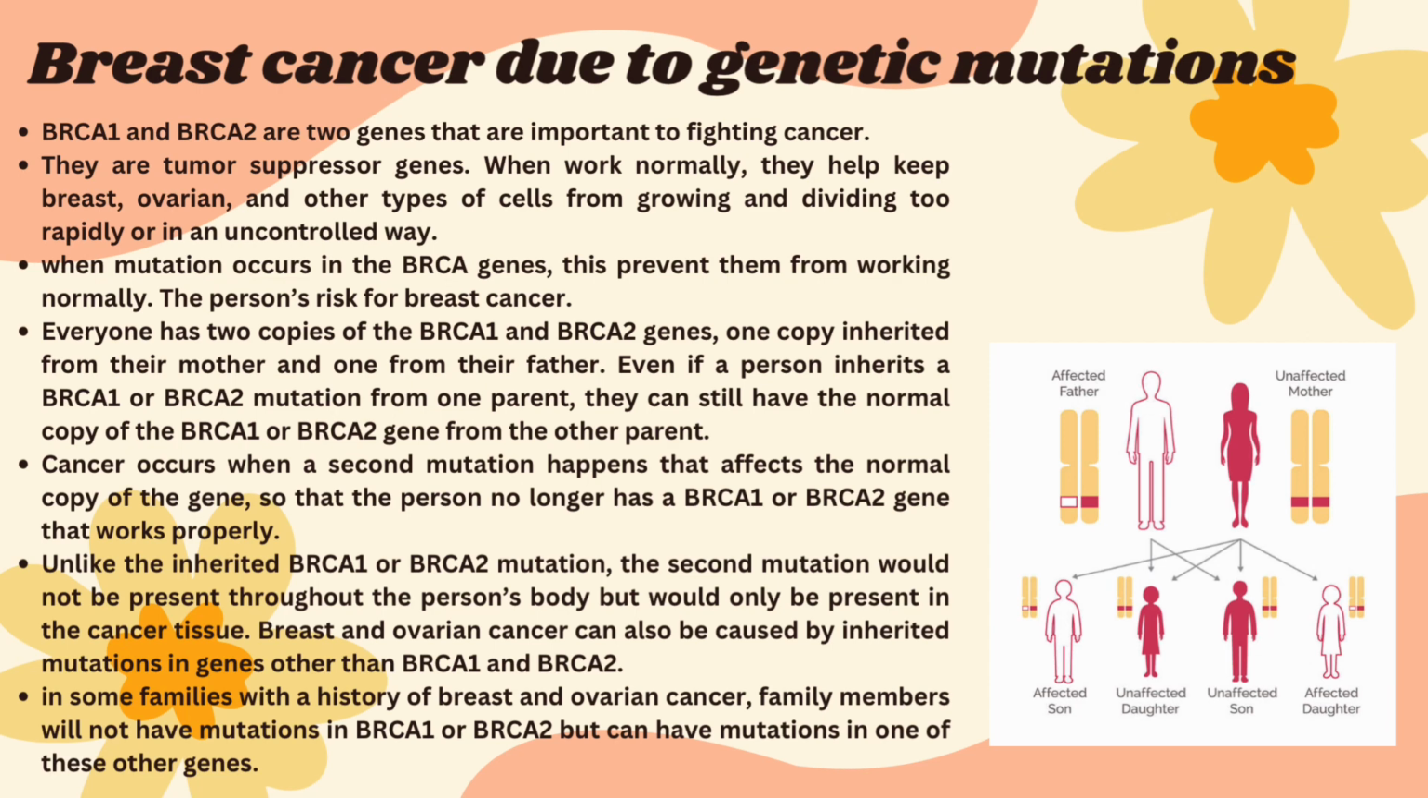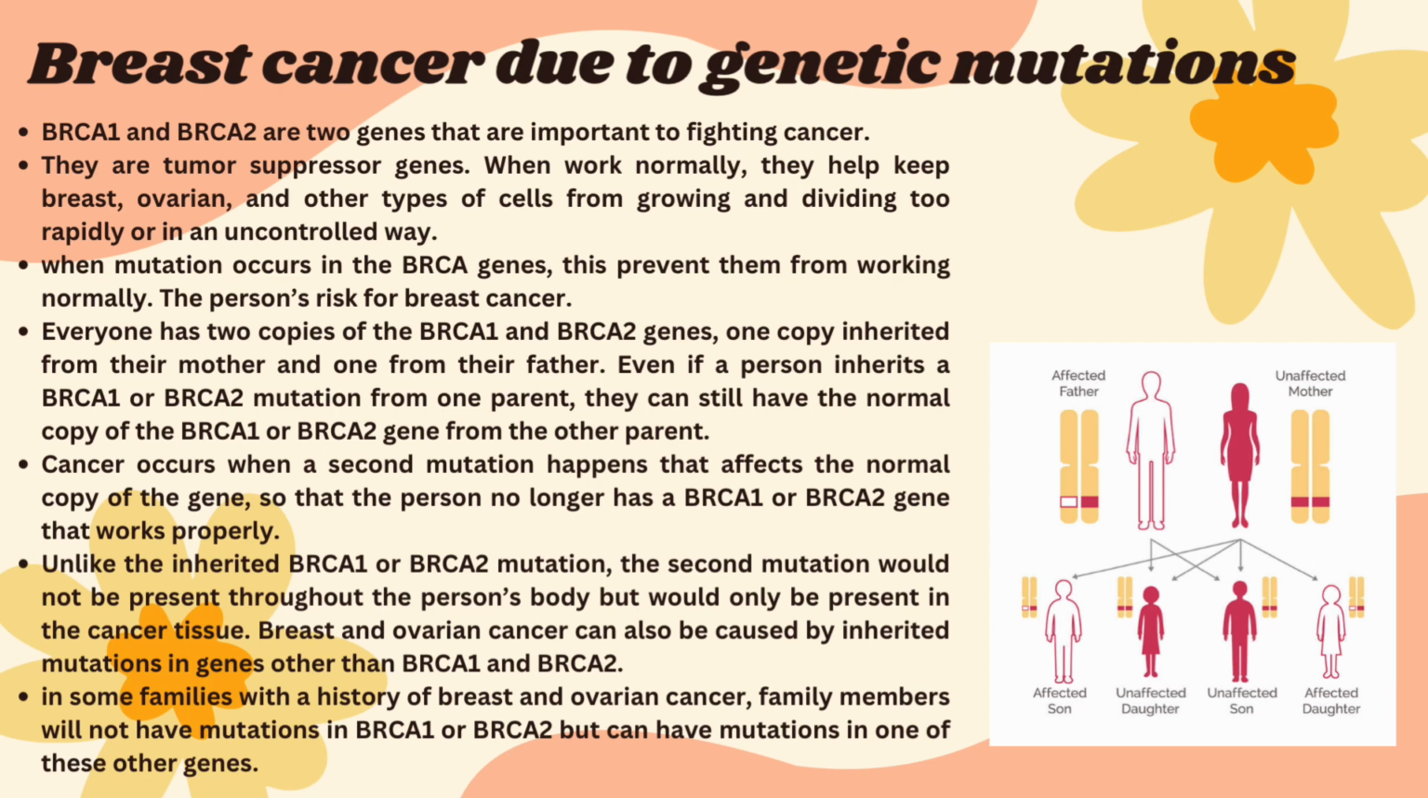So, when mutation occurs in the BRCA genes, this prevents them from working normally, so the person is at risk for breast cancer. Actually, everyone has two copies of the BRCA1 and BRCA2 genes. One is inherited from their mother and another one is inherited from the father. Even if a person inherits a BRCA1 or BRCA2 mutation from one parent, they can still have the normal copy of the BRCA1 or 2 gene from the other parent.